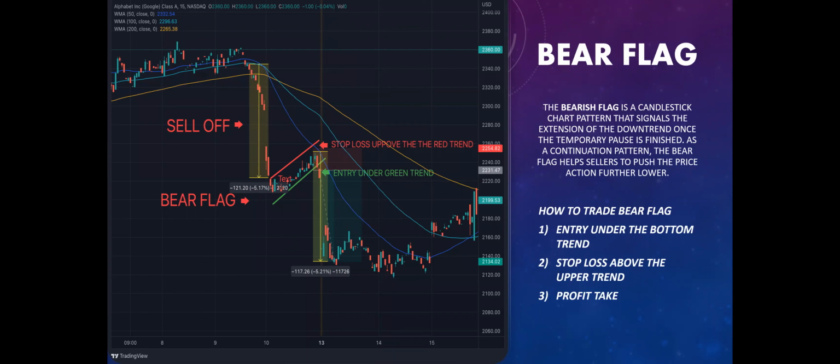Anyone has a question about bull flag or bear flag? They're both continuation patterns. Bull flag is a continuation to the upside. The bear flag is a continuation to the downside. And again, you gotta know when to use those patterns. In a bull market, you don't want to count on a bear flag. You want to count more on a bull flag. In a bearish market, you want to count more on the bear flag than a bull flag.